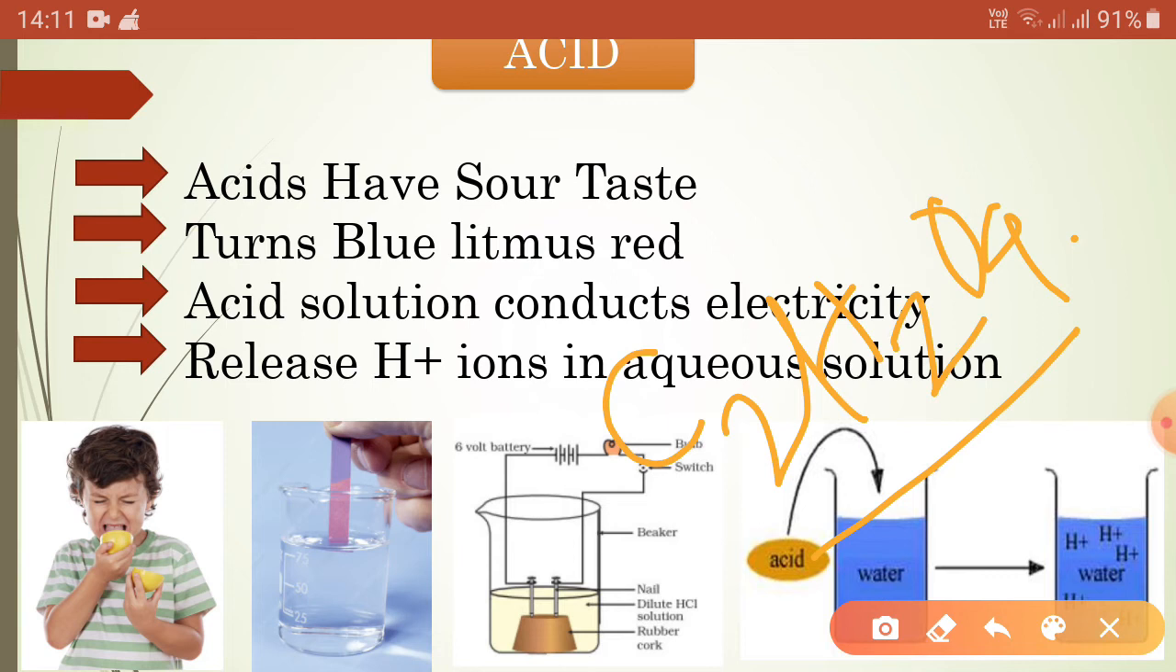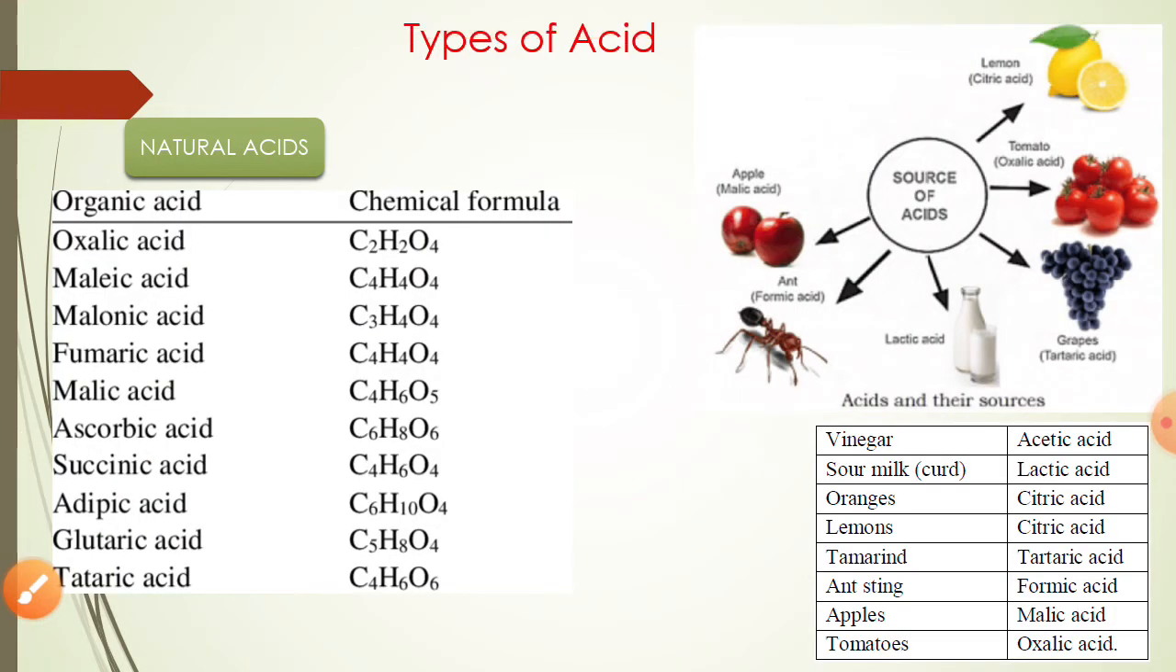Now go to the types of acid. Basically, acids are divided into two types on the basis of their occurrence: one is natural acid and the other is mineral acids. At first we are taking natural acids. The acids which are obtained from natural sources are called natural acids or organic acids.